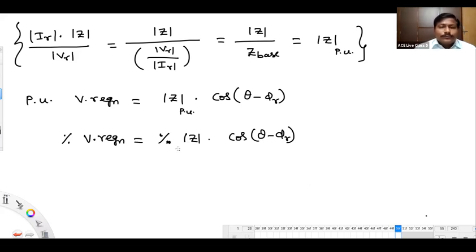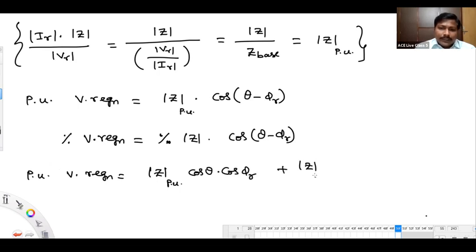Let's move on and expand this one a little bit. Per unit voltage regulation, let me expand. What is the expansion of cos of theta minus phi r? Cos theta cos phi r is one term, plus Z per unit into sin theta sin phi r. So Z per unit cos theta cos phi r plus Z per unit sin theta sin phi r.